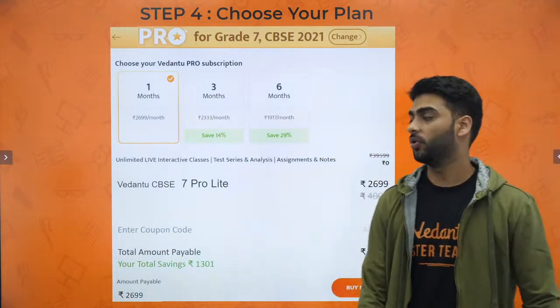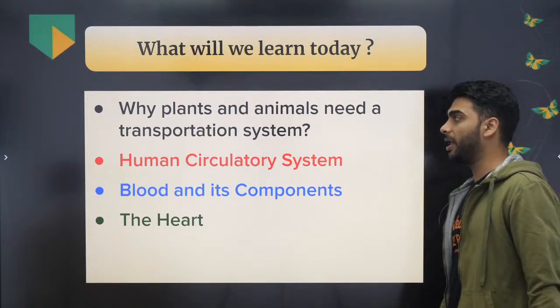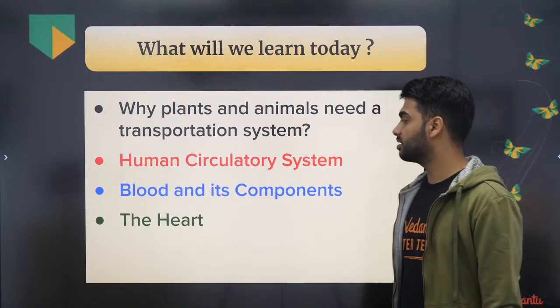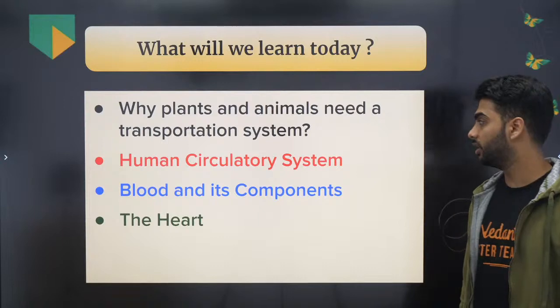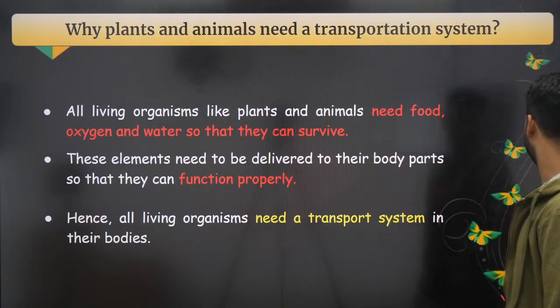Okay? Chalo. So guys, what are we going to learn in today's class? We are going to learn why plants and animals need a transportation system. What is the need of it? Human circulatory system, blood and its components, and the heart. This is what we are going to learn in today's class. Let us begin.